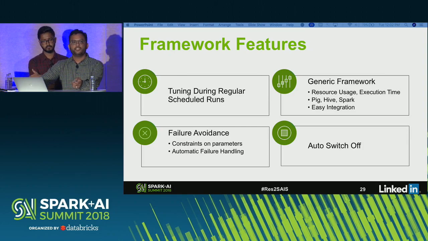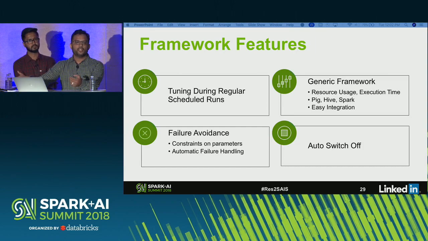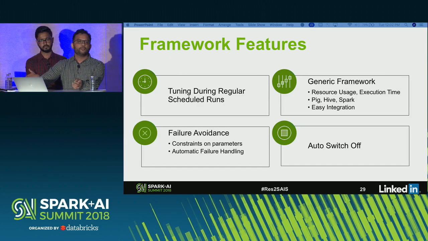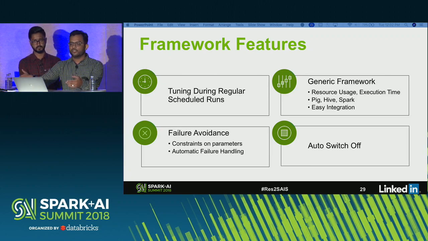The integration is very easy. There is one API that needs to be integrated. For the Azkaban Pig job, we have already done the integration, and that is also part of the open source Azkaban plugins. Failure avoidance: as Arpan mentioned, there are constraints on parameters, which make sure that there is no failure. But there are extreme cases where there can be failures as well. To handle those, we have automatic failure handling, which is part of either the client side or the tuning framework side. Auto switch off: the same functionality that Arpan talked about, where the tuning switches off automatically if the optimization is already done.